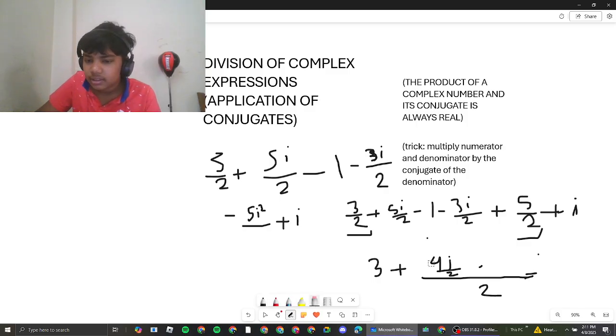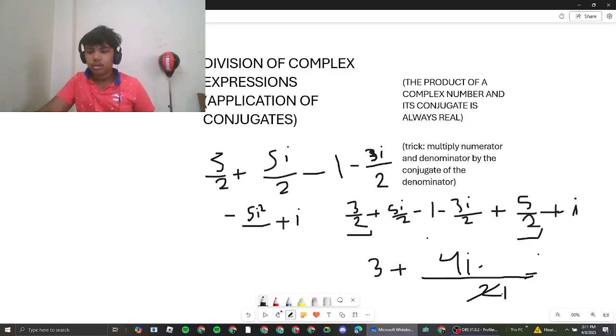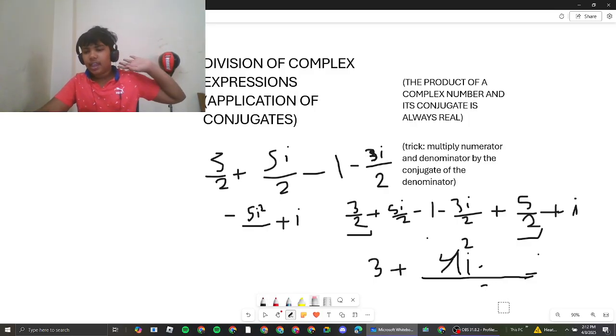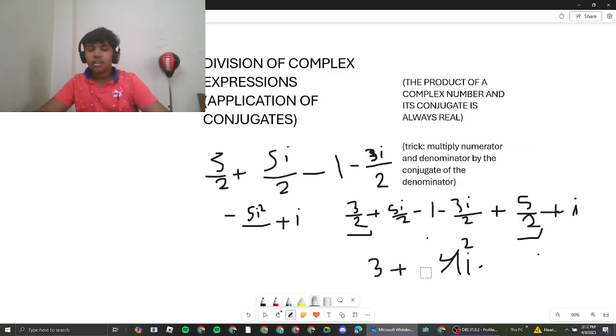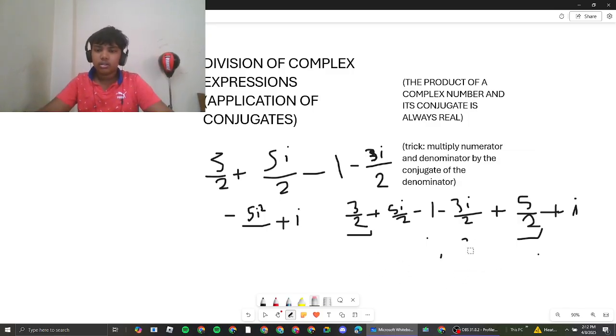Okay, the result will be 4i upon 2. Now if we simplify this, if we divide this by 2, we get 2i. And wow, the answer we get is equal to 3 plus 2i.